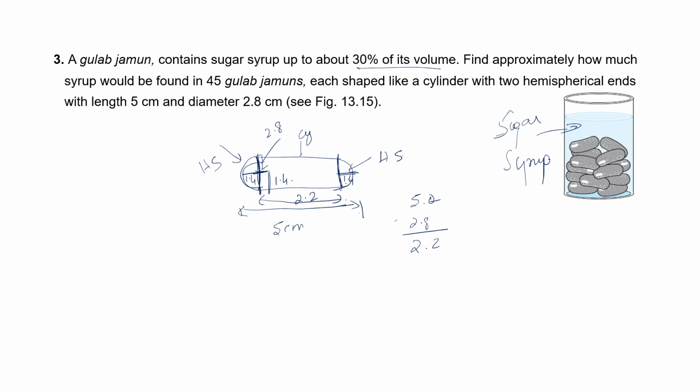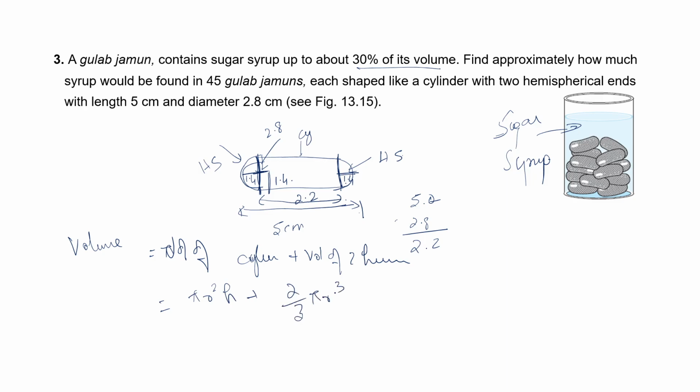Okay, so now what is the question? First of all, you have to find the volume of this. Let us find that, then I'll explain what is asked. So what is the volume? Volume of cylinder plus volume of two hemispheres. Volume of cylinder is pi r squared h, and volume of hemisphere is 2 by 3 pi r cube.